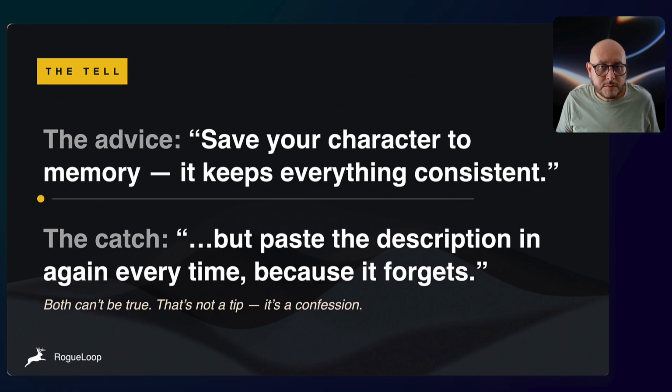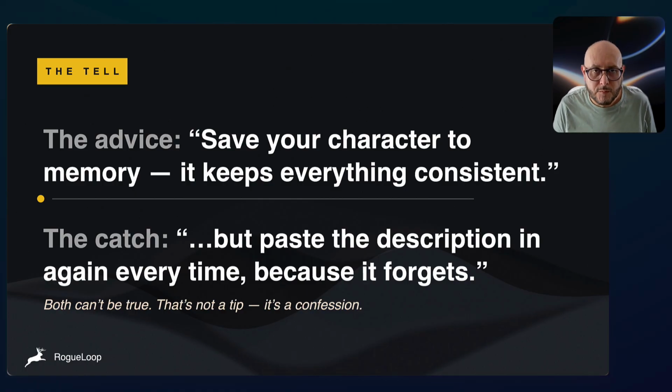The word out there is simple. Ask the model to save your characters to its memory, and everything stays consistent. Well, that sounds simple enough. However, how do you do that in practice? I tried to do that, and then I noticed I was pasting the full appearance description in again and again. Every single time, because otherwise it dropped details.